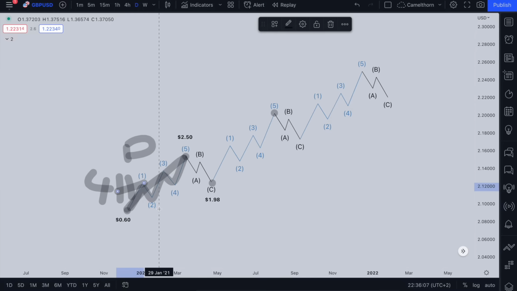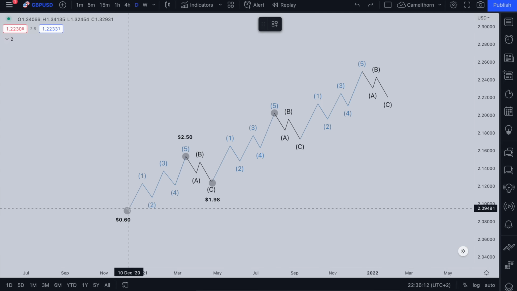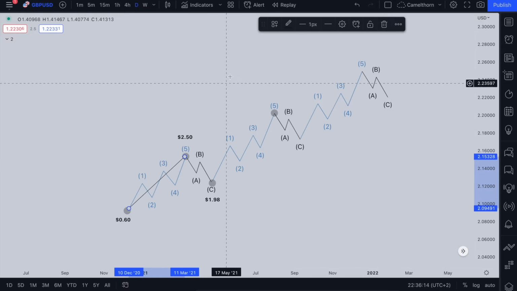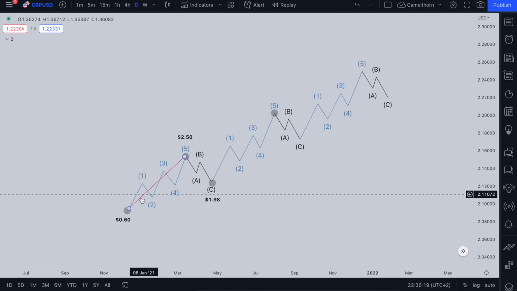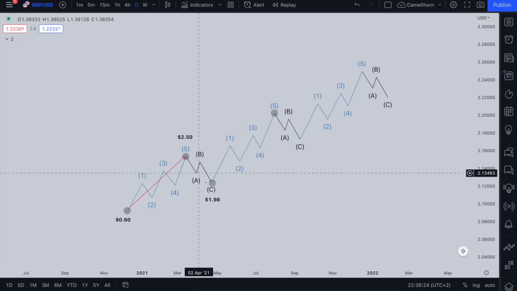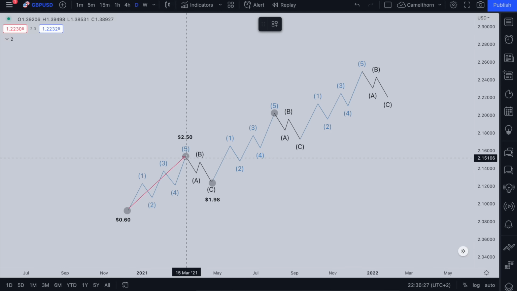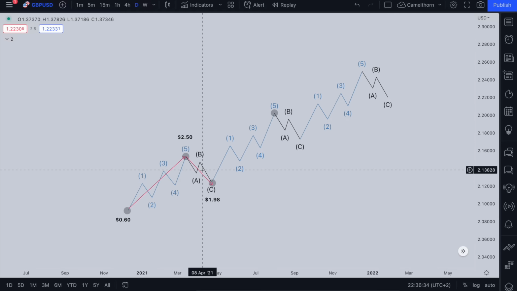All right, I would actually like to denote it for you guys in this manner. So think of it this way, and we just change the color here quickly. Think of it this way. The red represents our daily, and then the blue represents our 4-hour, okay? Then we have a correction that pushes price down from $2.50 to $1.98. This is bearish relief of this bullish daily impulse. Within that, we've got 4-hour structure.